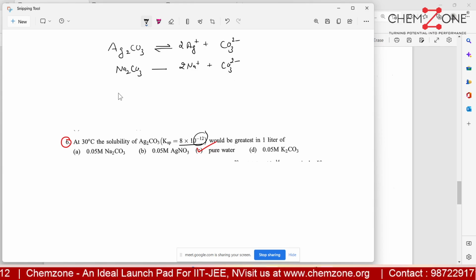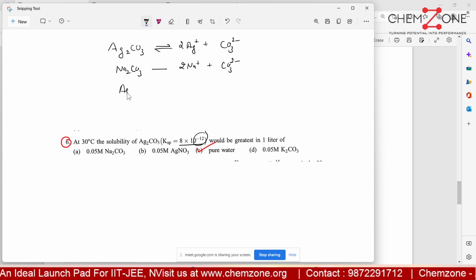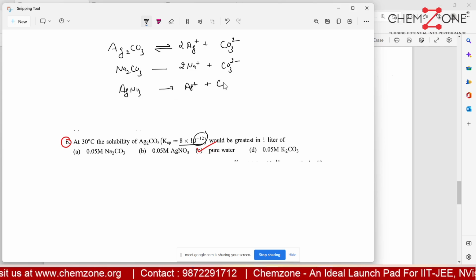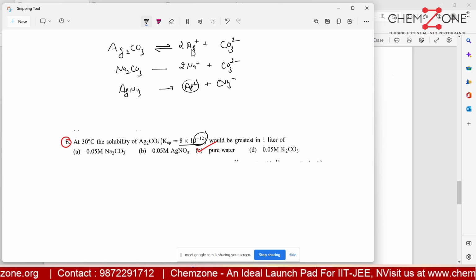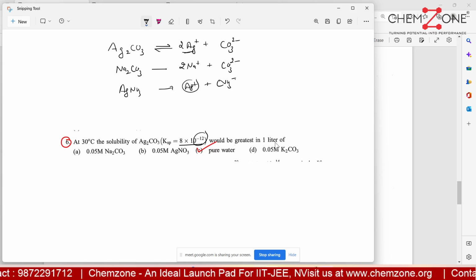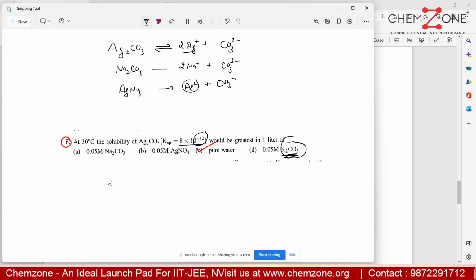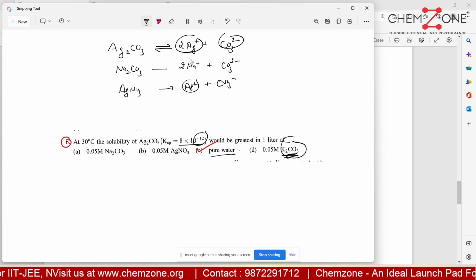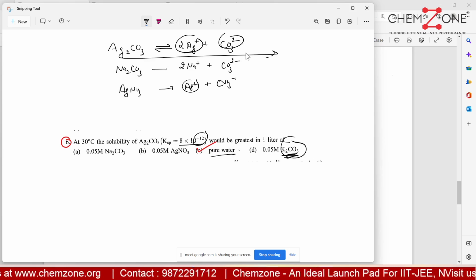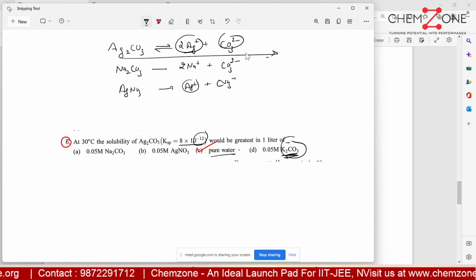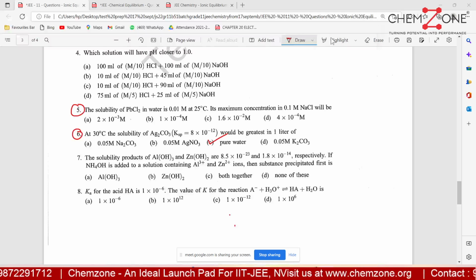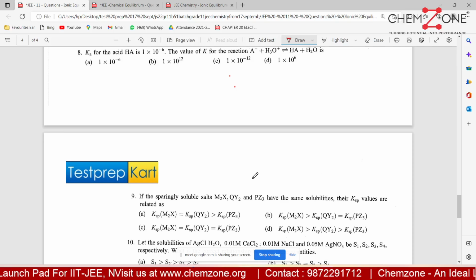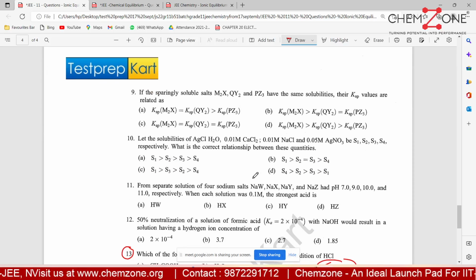Can you see that? Yes. If I add silver nitrate, this will give silver ion, again causing the common ion effect. And if I add potassium carbonate, again the common ion effect. But in pure water, there is no common ion effect. The reaction goes only in the forward direction, so it will have maximum solubility. Okay, sir. Now come to the 9th question.